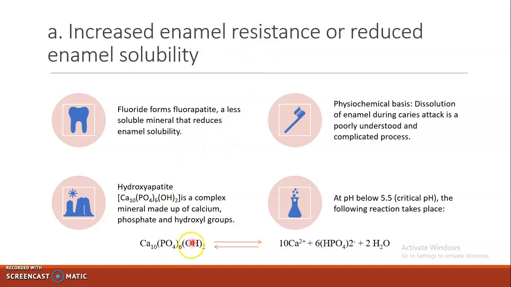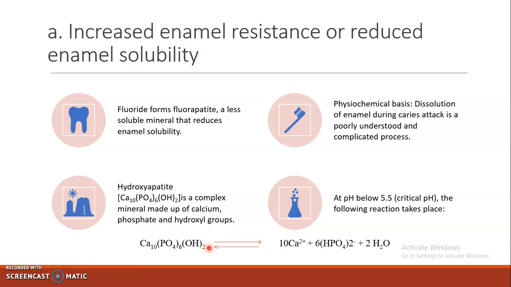Now, why does this combination take place? When hydroxyapatite is exposed to fluoride, the two hydroxyl groups get replaced with fluoride groups. So the formula for fluorapatite is Ca10(PO4)6F2, or if only one of the groups gets replaced, it forms fluorhydroxyapatite, that is Ca10(PO4)6OHF. So if one hydroxyl group is replaced, it is called fluorhydroxyapatite, or if both the hydroxyl groups are replaced, it is called fluorapatite.